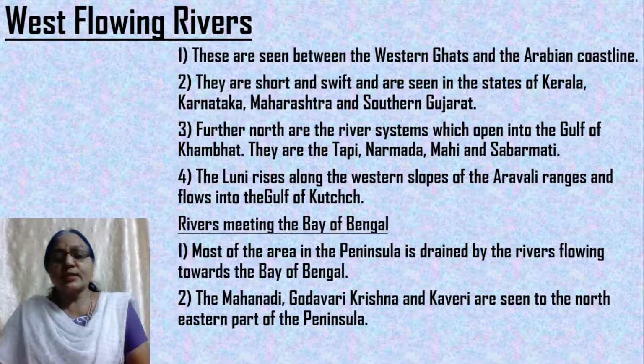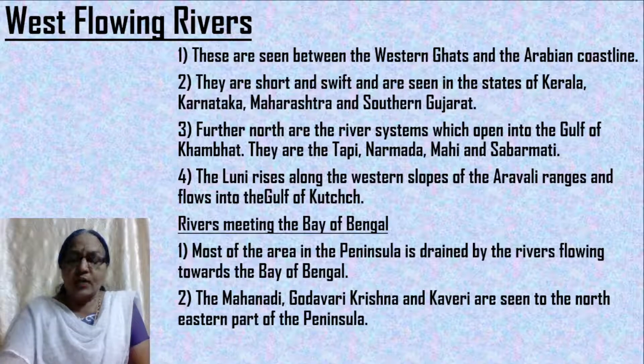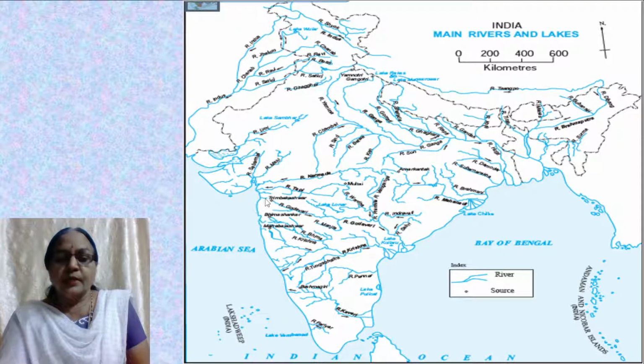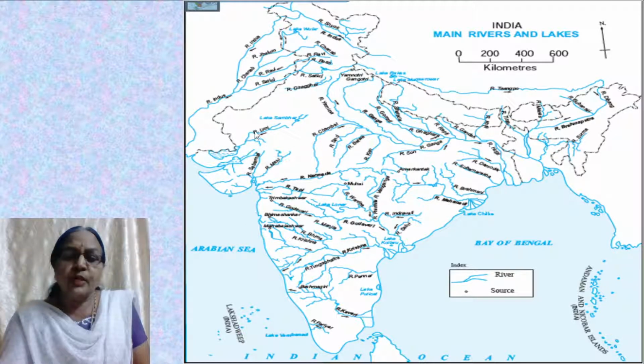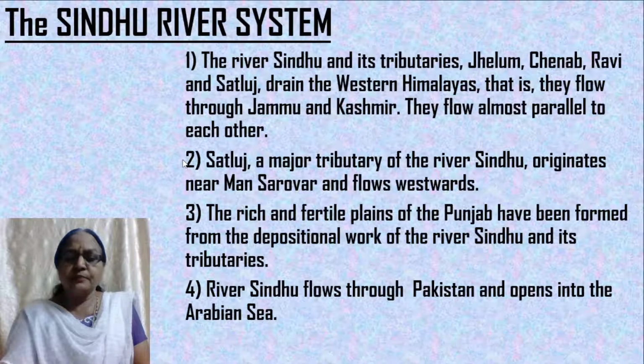The Luni River rises on the western side of the Aravalli Ranges, and it flows into the Gulf of Kutch. So look at these rivers. As I told you, the rivers which rise in the western part of the Western Ghats are short and swift, and they do not form deltas. You have Narmada, Tapi, Mahi, Sabarmati, etc., which flow into the Arabian Sea. Then we have Luni also. Can you see? Luni rises along the western part of the Aravallis, and it flows into the Gulf of Kutch.